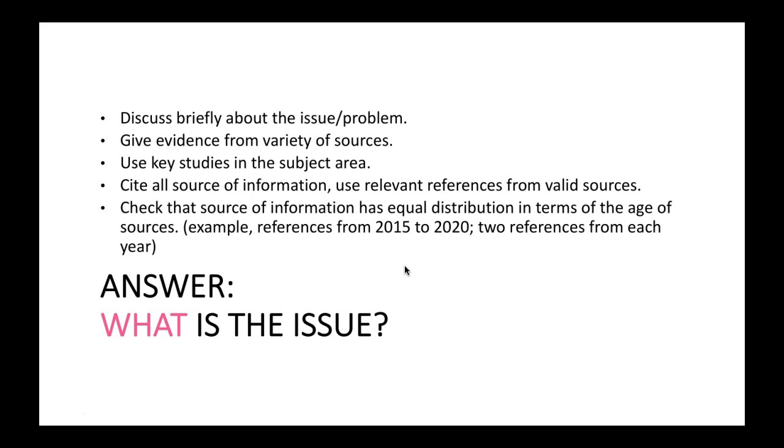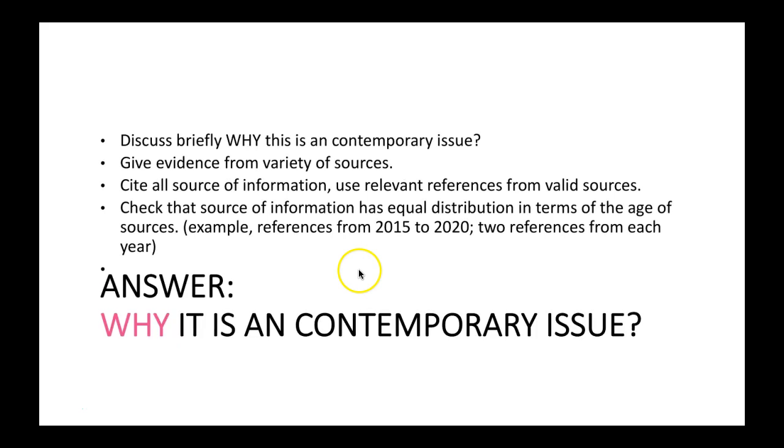If you are taking only 3 years, again as an example, you take 3 articles from each year. So it becomes 9 articles to make an argument about what the issue is. That is what you are going to look into. Now let's look at why.